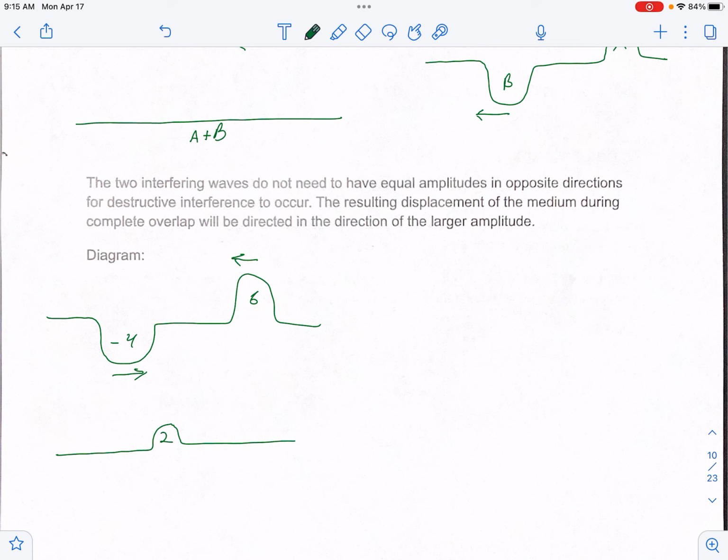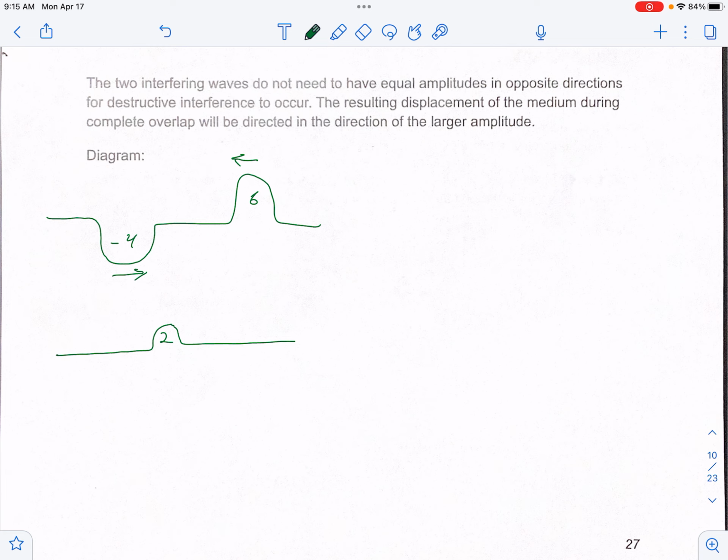Okay, so it's still going to be a little bit of a wave. But 6 is going to be a lot smaller now because that -4 kind of cancels out some of that. But then once they pass through each other, you're still going to have the 6 moving to the left, and you're going to have the -4 moving to the right. Okay, so that was 1.